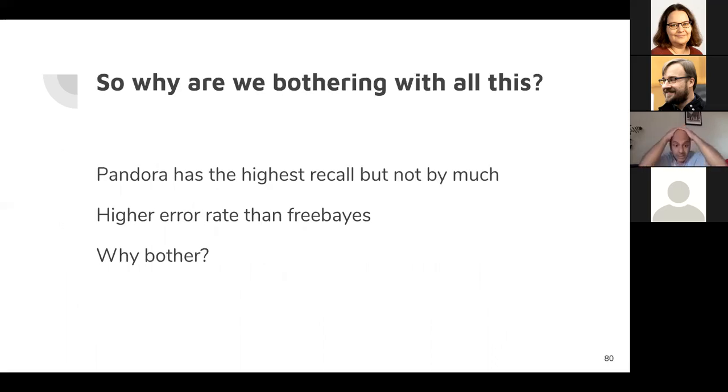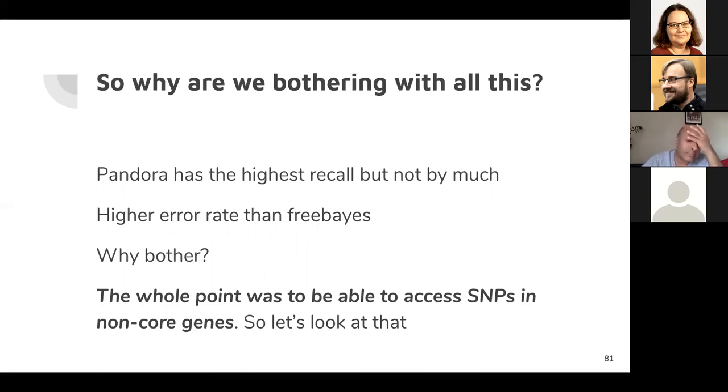So, okay, as an audience member, 37 minutes into the call, I've dragged you through all this stuff, and then the recall's not that much higher, and you've got a higher error rate than Freebayes, and we've had Freebayes since 2010. But why are we bothering with all this, right? What's it for? Well, if you remember, the whole point was to be able to access SNPs in the non-core genes. That's why we're doing this. So let's have a look at that.